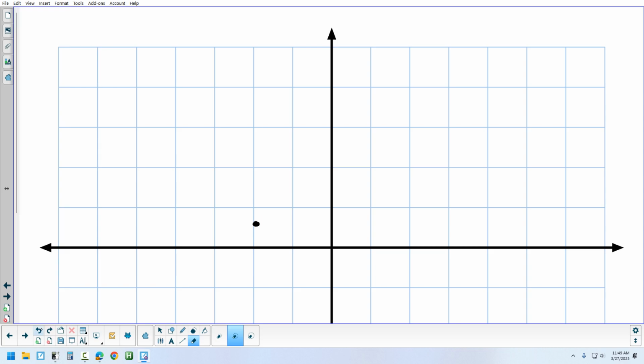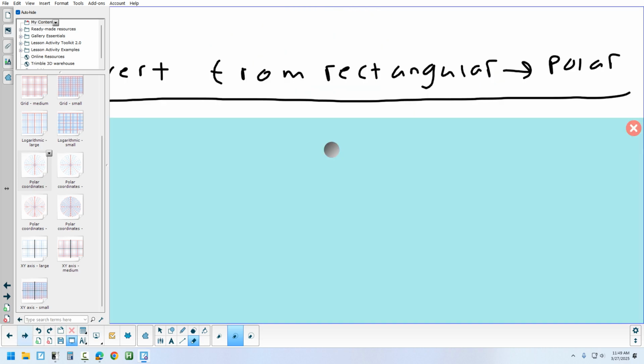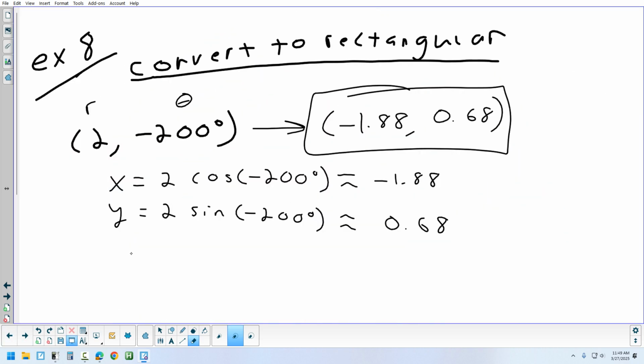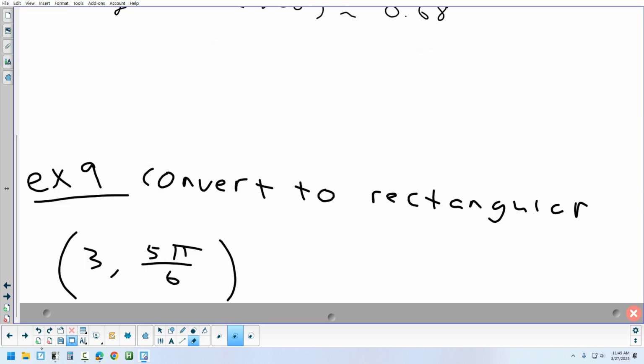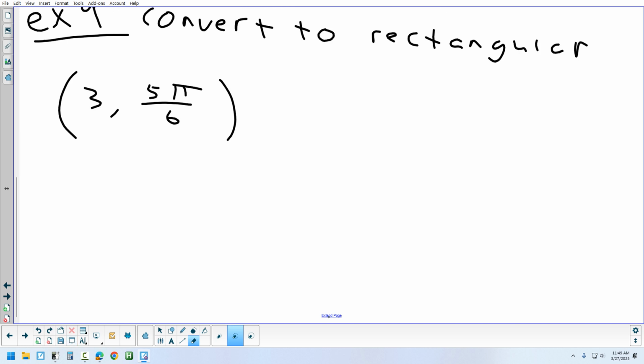So that's how you can kind of check it. You can't obviously do that on paper. But if you had a computer, you just drop in a different background behind it, and you can see it lands exactly at the right spot. All right, let's try one more. So let's convert that to rectangular.